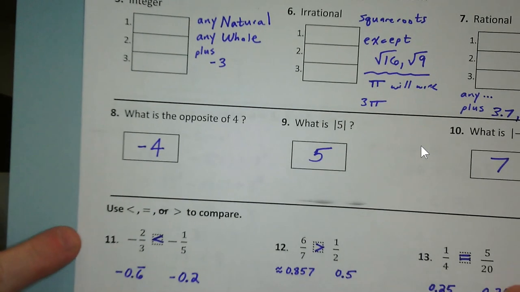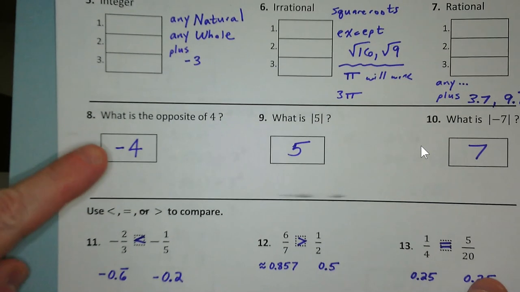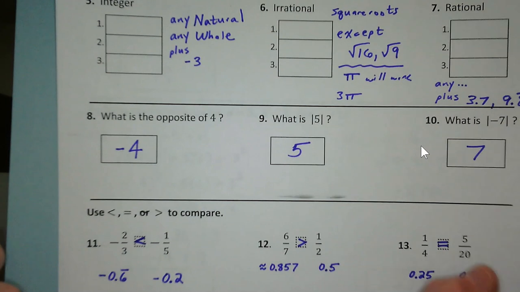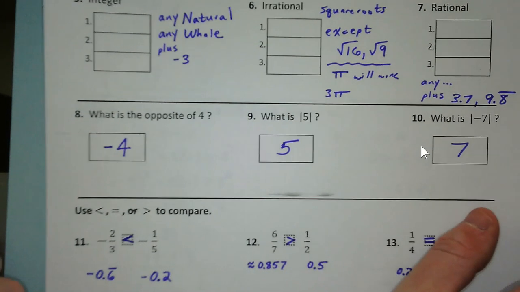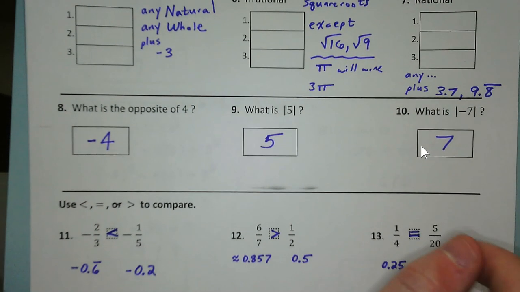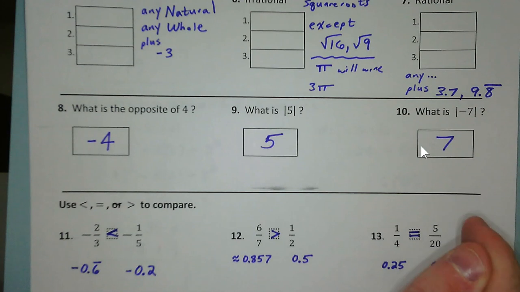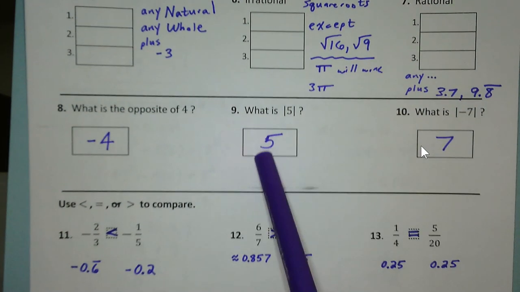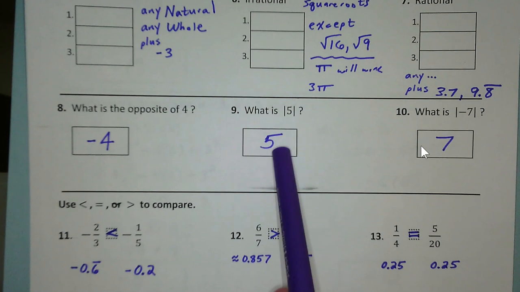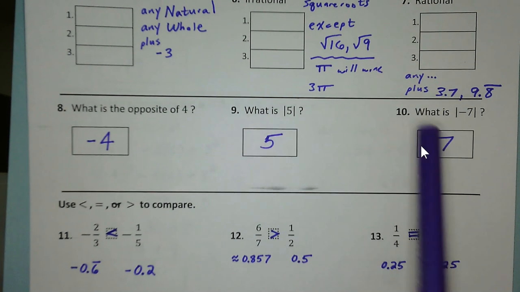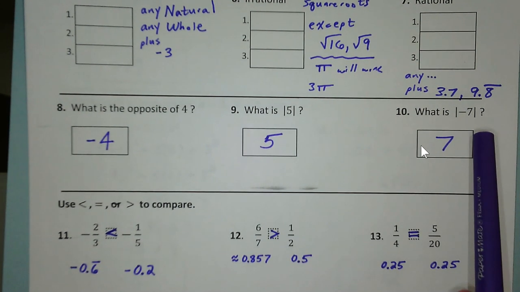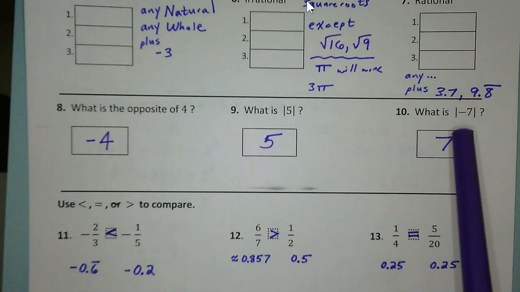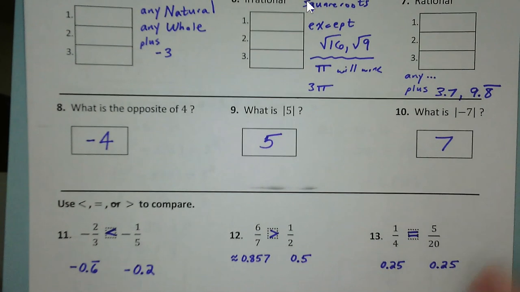What's the opposite of 4? Opposite of 4 would be -4. But the absolute value is a little bit different. Absolute value makes something positive if it's not already positive. So absolute value of 5, that's just 5. Because opposite and absolute value mean something different. What's the absolute value of -7? 7. All right, positive 7.